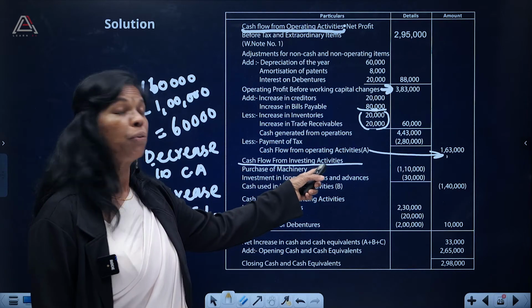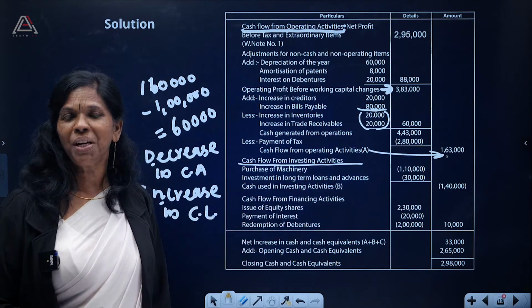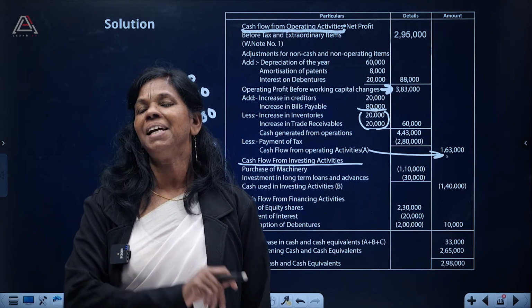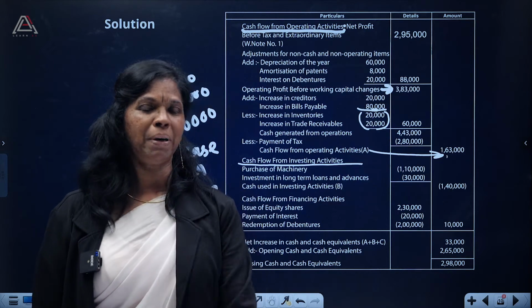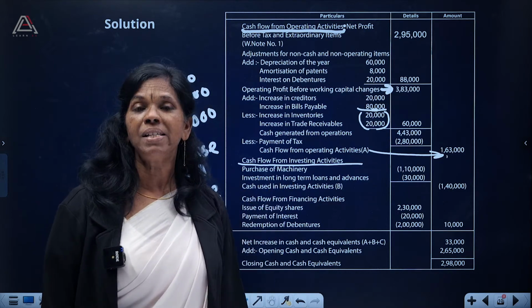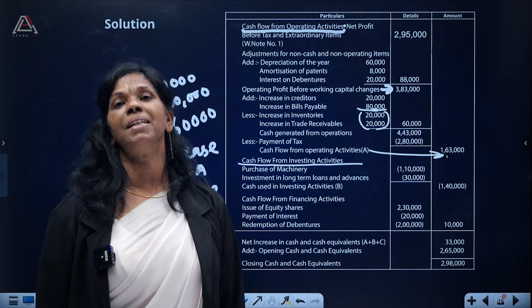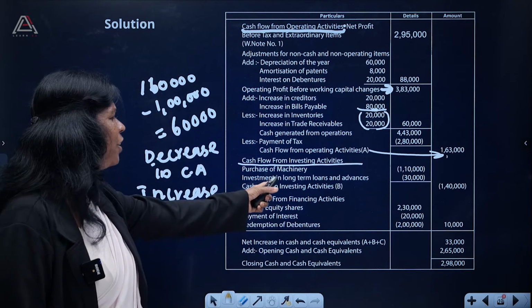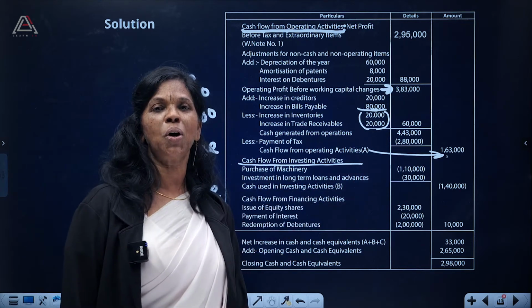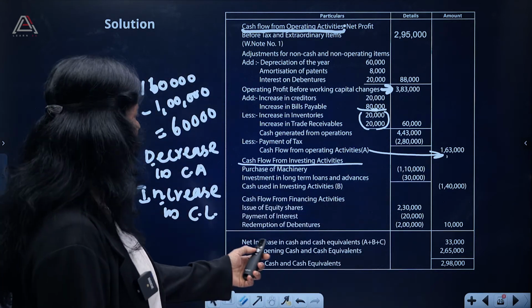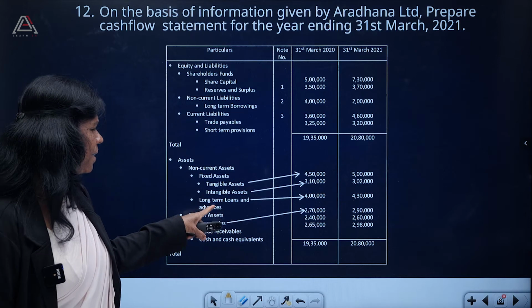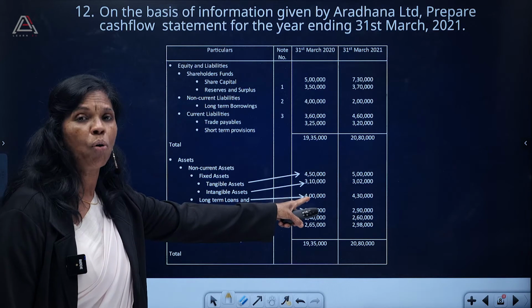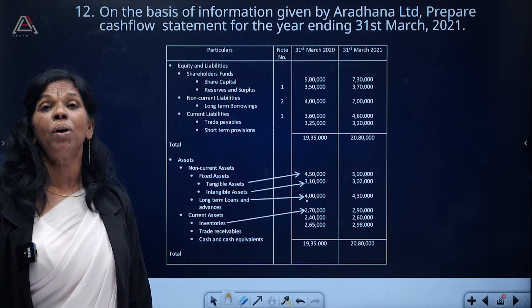So, in cash flow from investing activity, you have to check whether there is fixed asset bought or sold. Bought means compared to previous year, current year amount is more, it is treated as purchase. Then compared to previous year, current year amount is less means it is treated as sale. So, purchase of machinery 1,10,000. Then investment in long time loans and advances also we can see, 30,000. Coming to this, see, that is long time loans and advances. First year 4 lakh, second year 4,30,000.